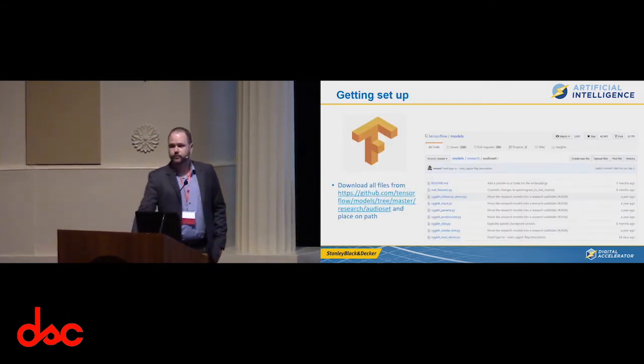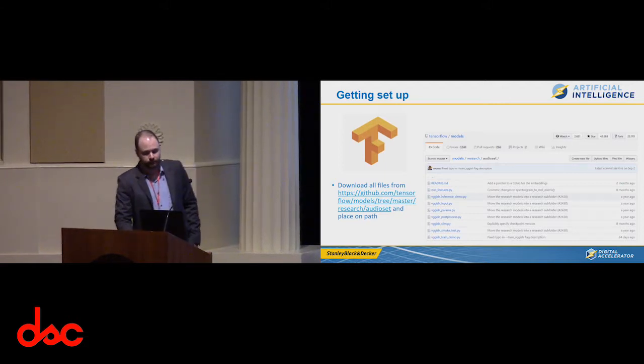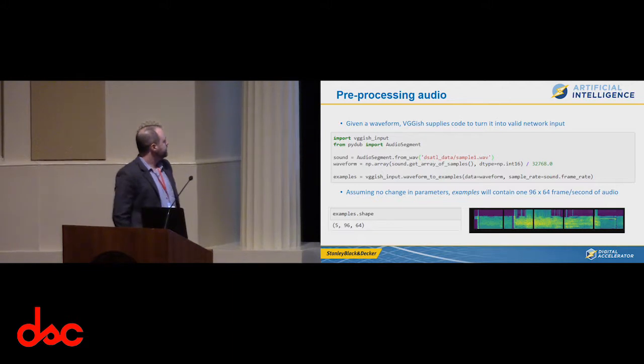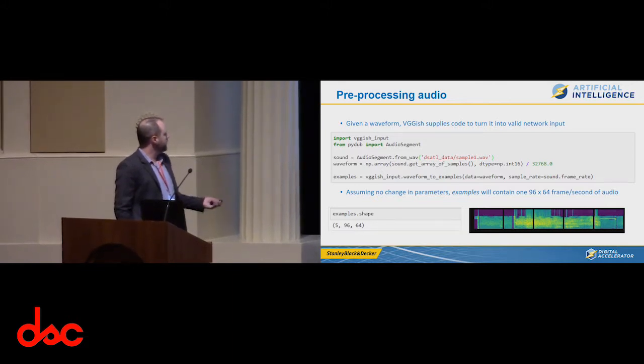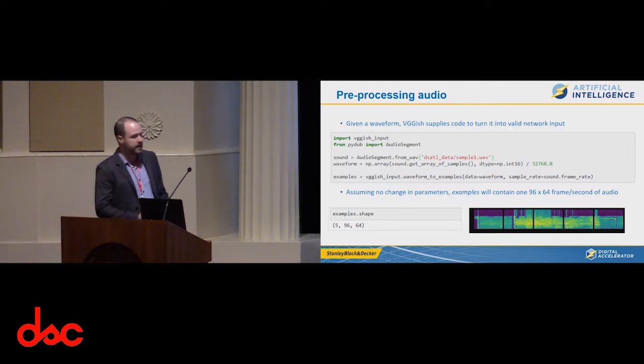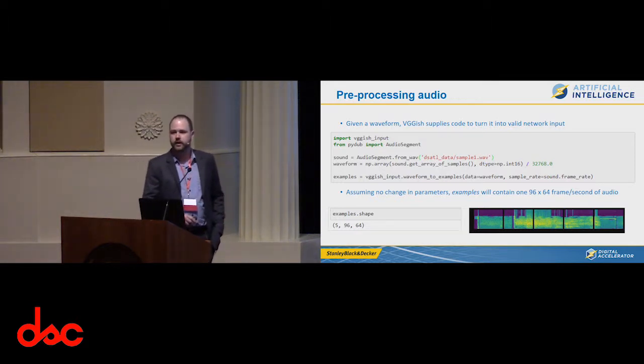Getting set up is incredibly simple. We just clone the repository and put the files on our path. So in pre-processing the audio, the general rule is we have very easy to use code provided for us. We take our audio loaded wave file, which I assure you sounded pretty interesting, and then we can transform it into 96 by 64 frames.